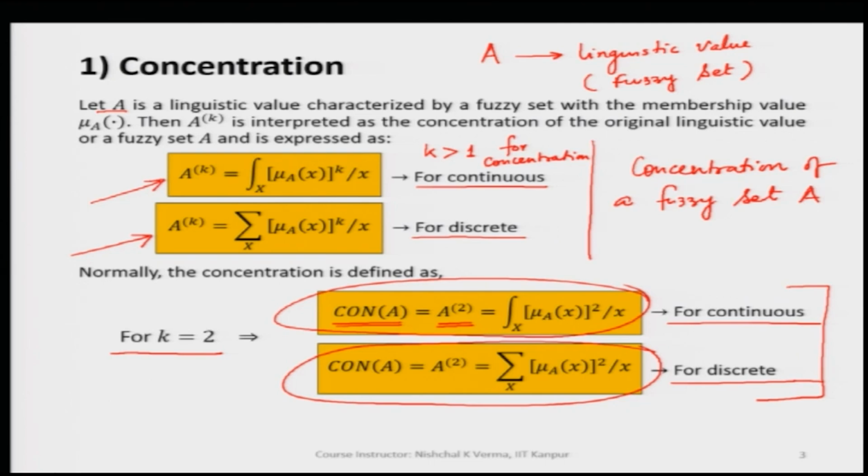This value of k basically increases the power of the membership function for a continuous fuzzy set, or the power of the membership value for discrete fuzzy sets. And here the notion of concentration is this: whatever fuzzy set we have, let us say we have a fuzzy set A, and if we are interested in concentrating this fuzzy set, then the concentrated fuzzy set will be something like this.